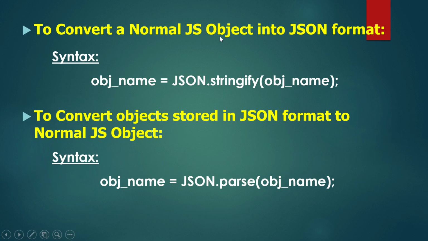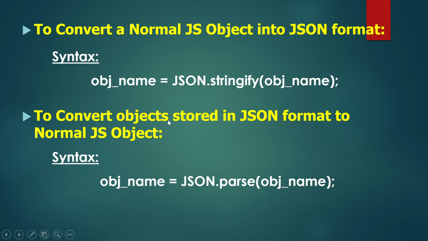To convert a normal JavaScript object into JSON format, we declare using this syntax. We take any variable. Here we consider the object name as a variable, and the syntax which we have to use is JSON.stringify, and within the parentheses we have to declare the variable name. Then it converts the JS object into JSON format.